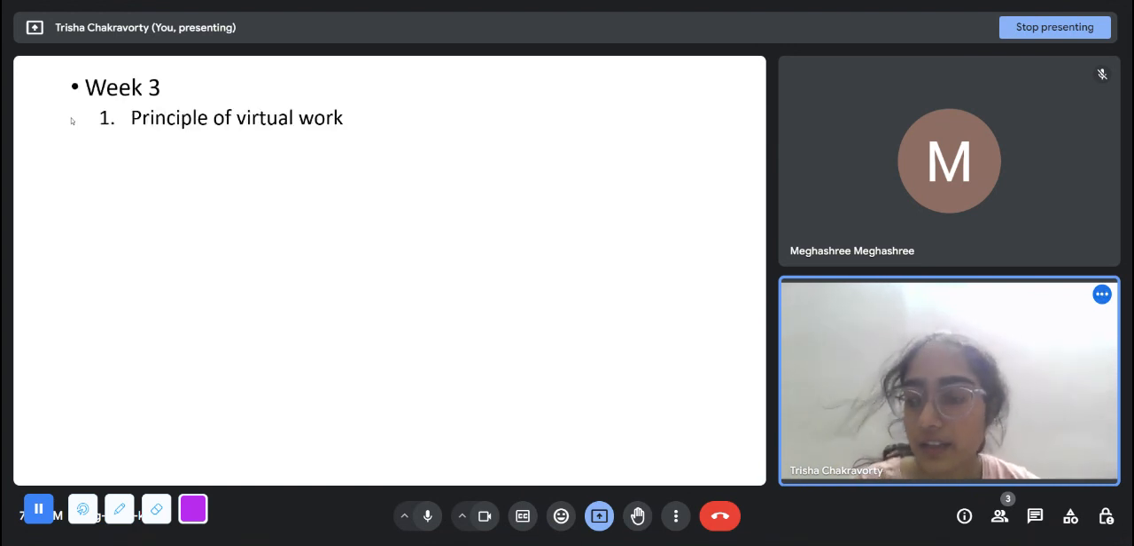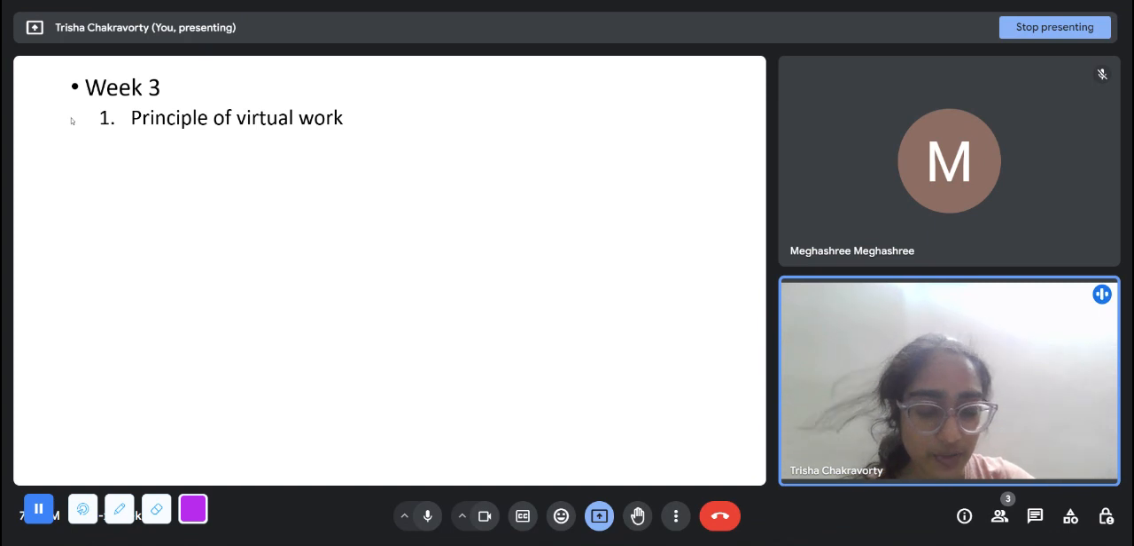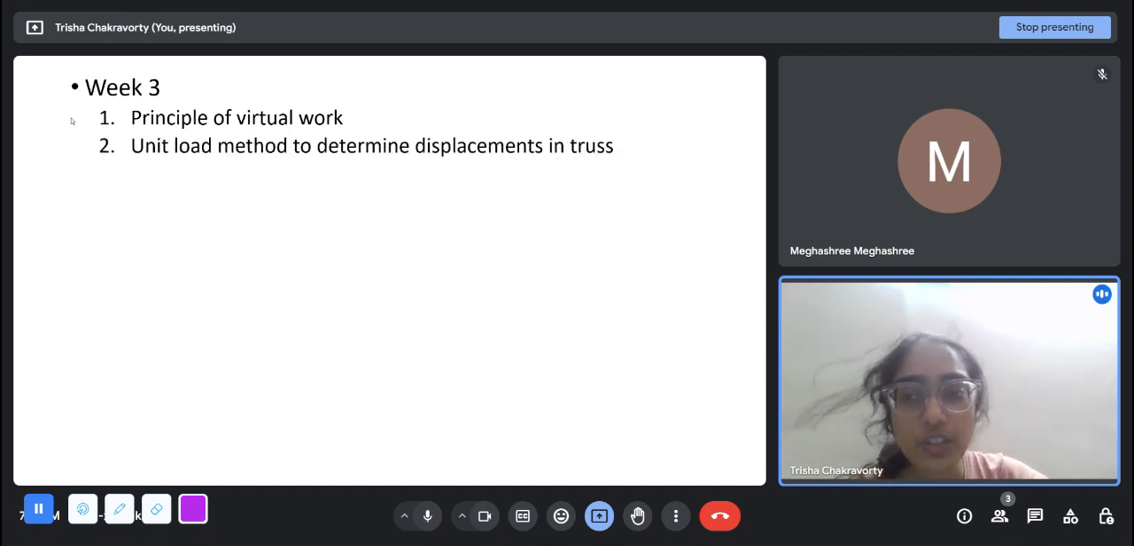In week 3, we looked at the other kind of response of a structure that we want to study. There are two kinds of responses. One is the force and the stress response. That is what we solve when we solve the member forces of a truss, from which we can get the stresses in the members by dividing by the cross sectional area. And the other kind of response is displacement or strain response. For that, we looked at the principle of virtual work, which has a lot of application in civil engineering and in structure analysis in particular, and that gives rise to the unit load method to determine displacement in truss.